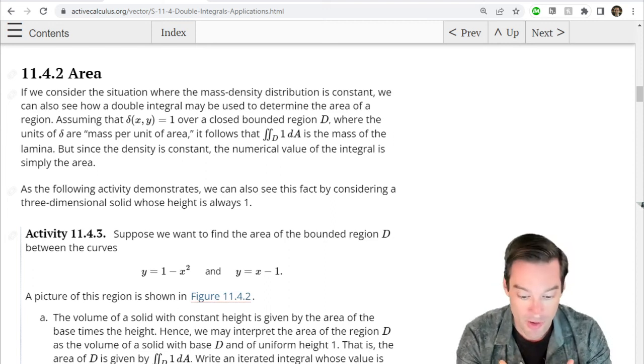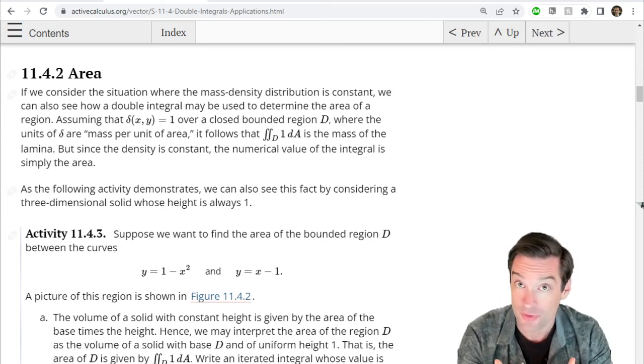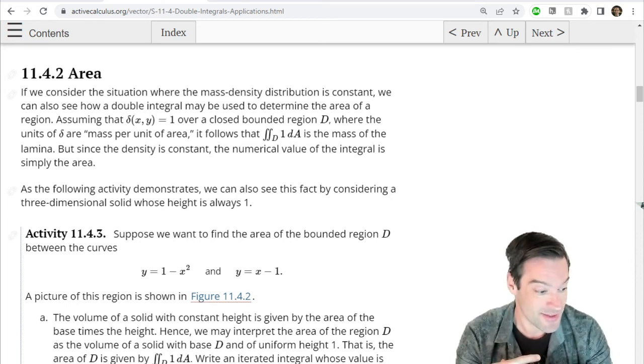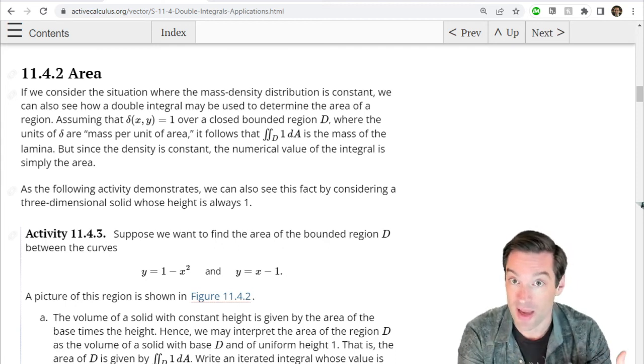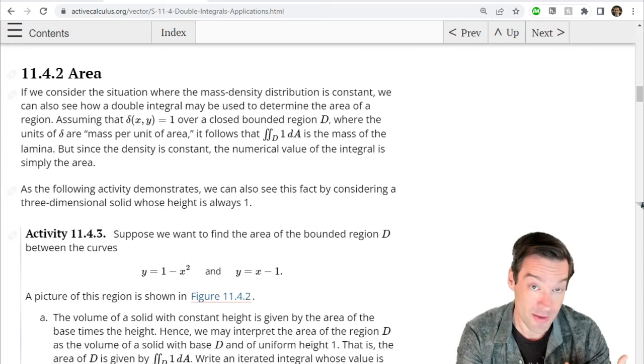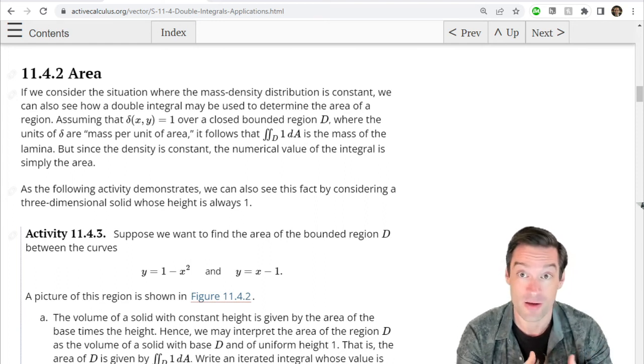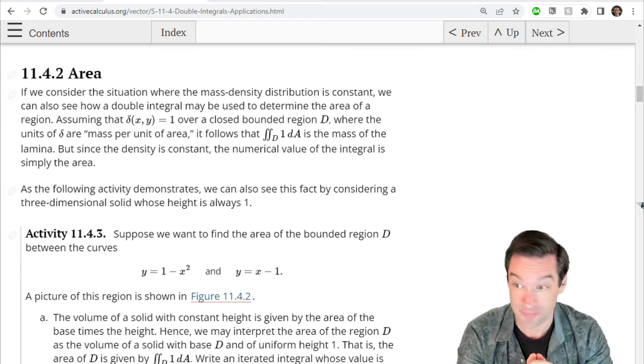So the first of our applications for double integrals is actually an old kind of application. We knew how to do this in single variable calculus, but we're going to be reframing how we did it in single variable calculus in a different way. So one application for double integration is to compute the area of a region in the xy plane.